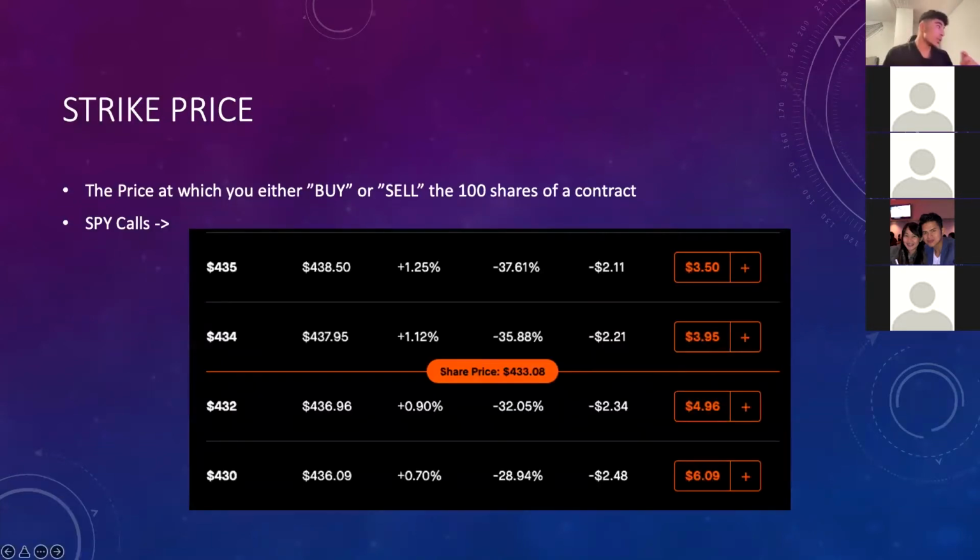So as I mentioned before, the strike price is basically where you're buying or selling these 100 shares at. If you look over here on my screen, you can see that the share price of these SPY contracts is at $433. Now, if you were to buy 100 shares at $434, you'd be paying 3.95, which, for those who already know how options work, is 100 shares per contract.